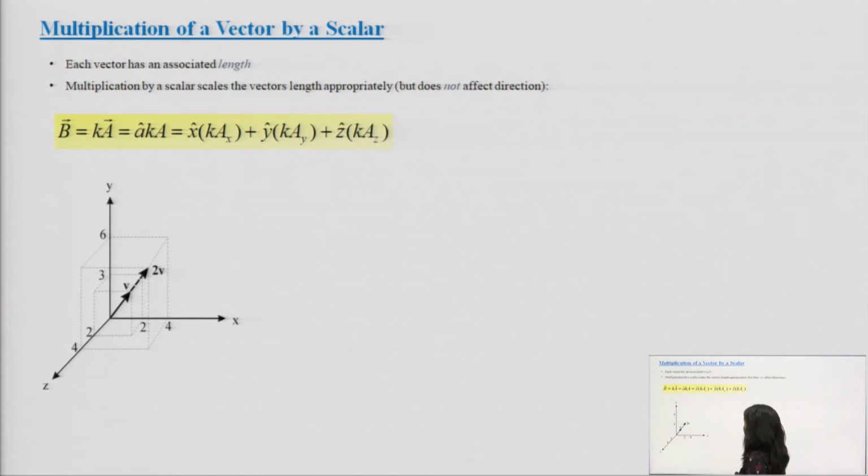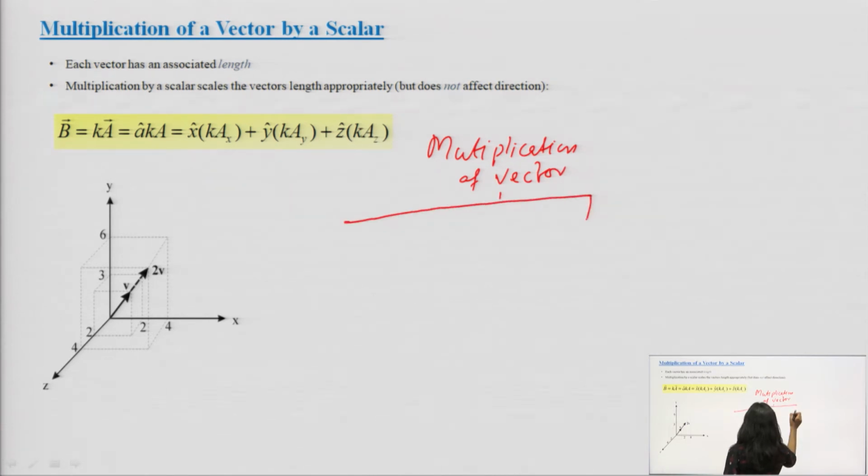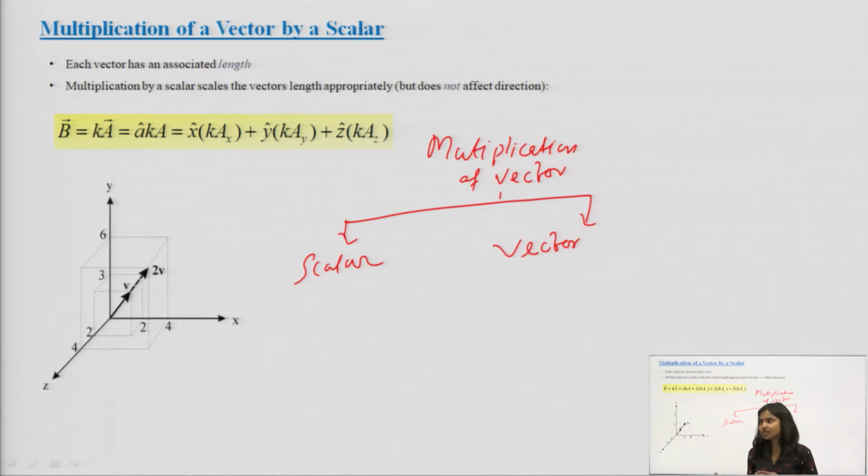Next we will see multiplication of a vector by a scalar. Already I have told that multiplication of a vector can be done either by multiplying it by a scalar or by a vector. So scalar, as the name suggests, multiplication of any vector with some scalar simply scales the vector.